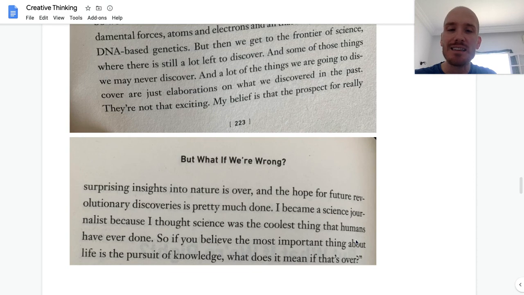I became a science journalist because I thought science was the coolest thing that humans have ever done. So if you believe the most important thing about life is the pursuit of knowledge, what does it mean if that's over?